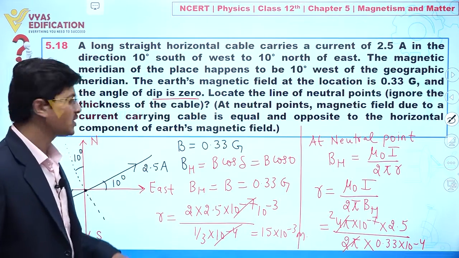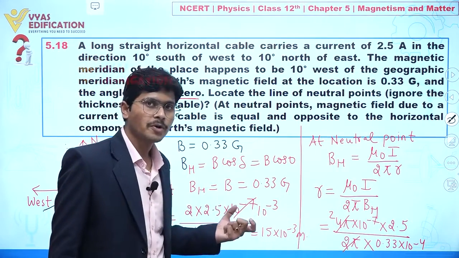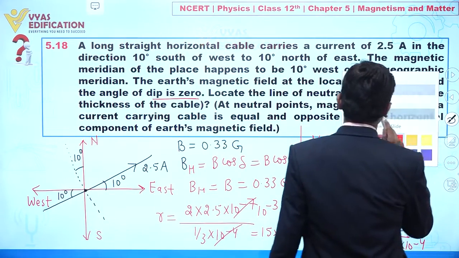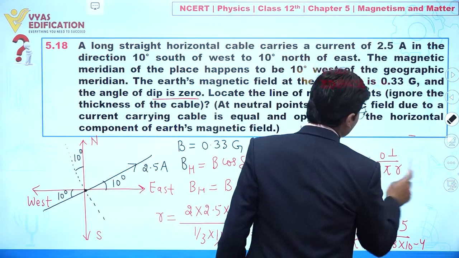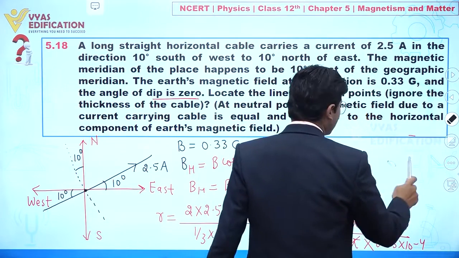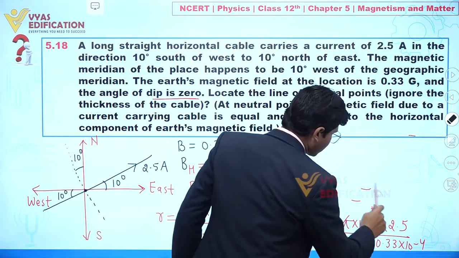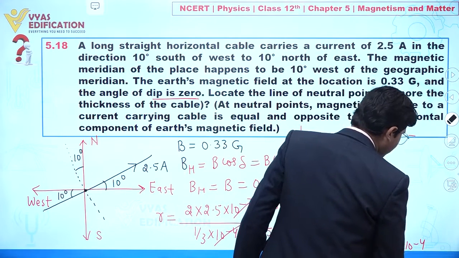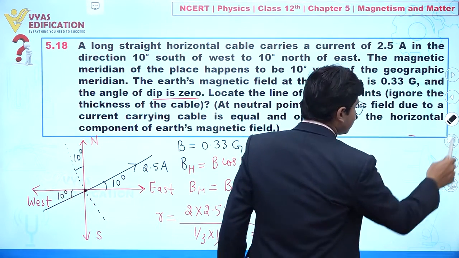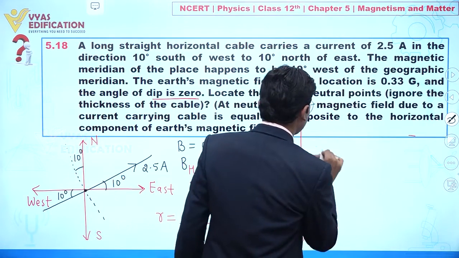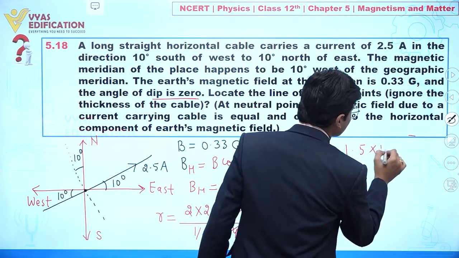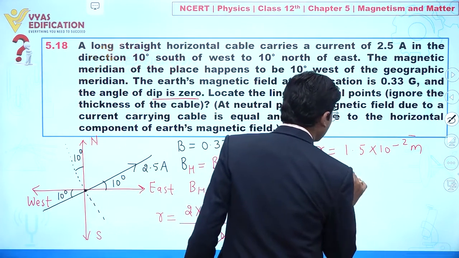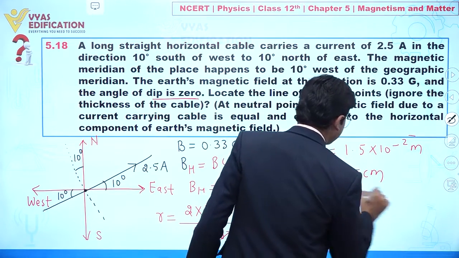Clear? So exactly what is the location of the neutral point? Directly you can say, if we want to calculate the location of the neutral point, the value of r we are getting is equal to 1.5 centimeter. Clear to you? We are getting that location r equal to 1.5 centimeter. Clear? So we can write r equal to 1.5 into 10 to the power minus 2 meter. We can convert this meter into centimeter. Yes, r equal to 1.5 centimeter.